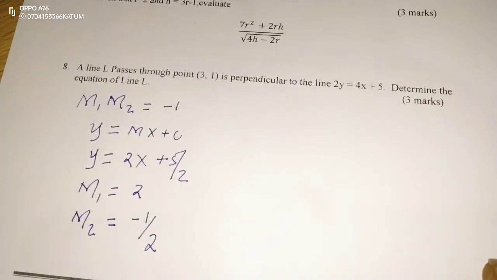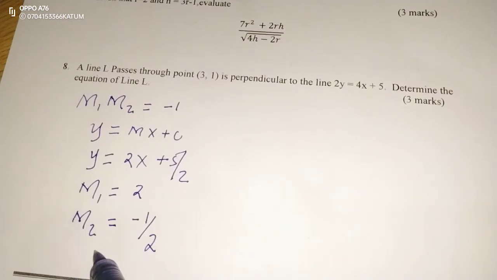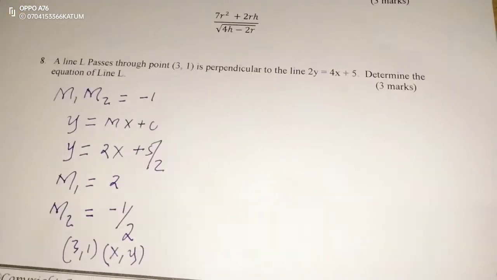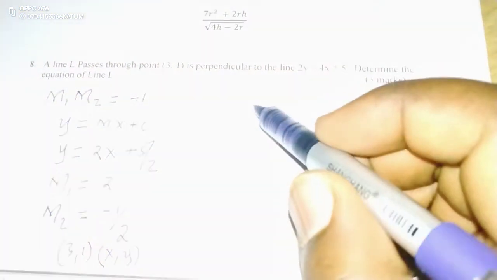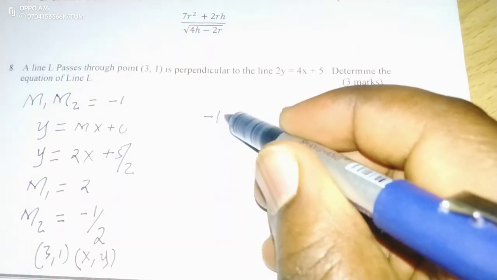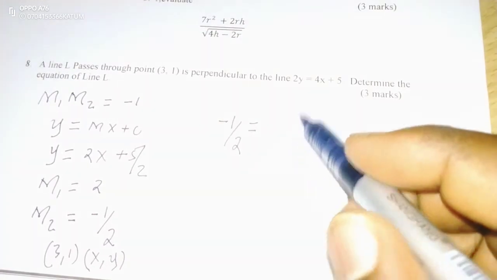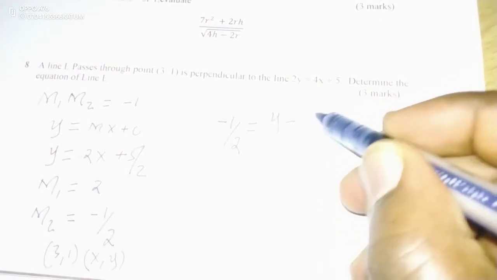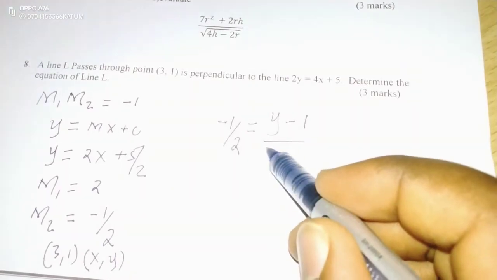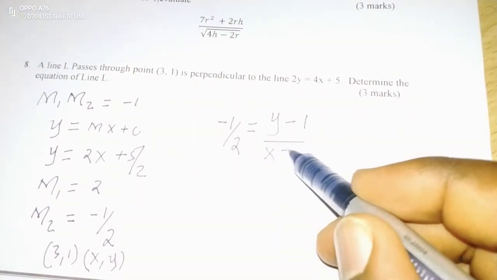And if we have gradient 2 and at least a point where the line passes, then we can come up with its equation by having this gradient. The point is (3,1), and we let another point be (x,y). Therefore, at this point now, we're going to say gradient is given by change in y divided by change in x. So the first y minus the other y in the other coordinate, and change in x, x minus 3.